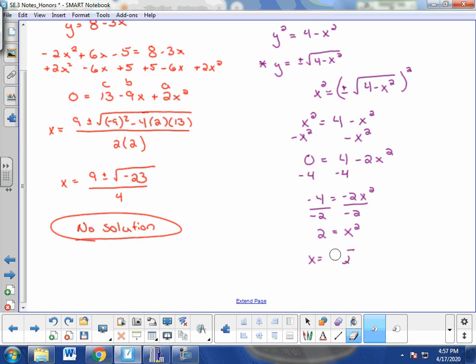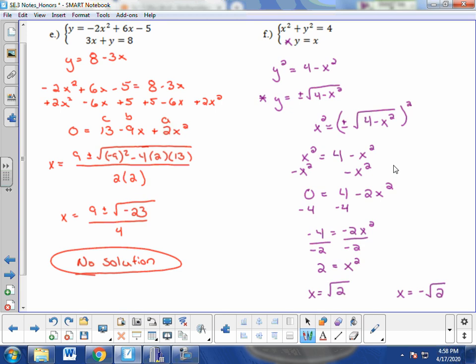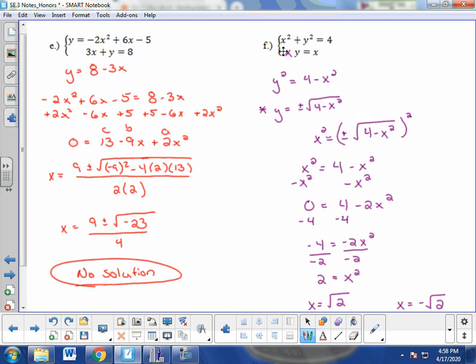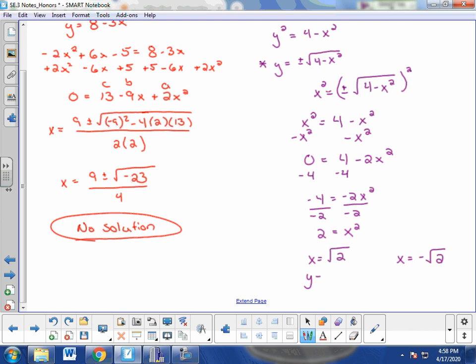So we're going to have two solutions here. We're going to have a positive square root 2, and we're going to have a negative square root 2. In order to find those answers, I can go back and substitute into this equation. So notice here that the bottom equation is probably the easier one to substitute in. So y equals x. So if x is positive square root 2, y is positive square root 2. If x is negative square root 2, y is negative square root 2. So these are the two solutions that we get here.